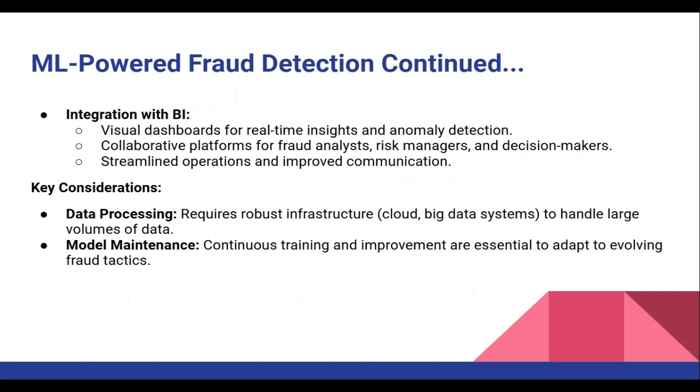Now, there are two things to consider. One is data processing. Data processing requires robust infrastructure, such as cloud and/or big data systems, to handle large volumes of data. The second consideration is model maintenance. Having continuous training and improvement is essential to adapting to evolving fraud tactics.